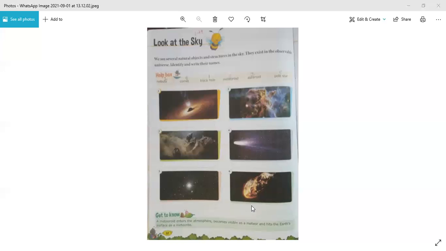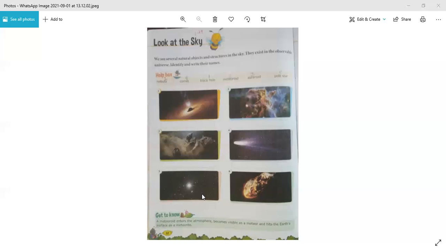Basically, when a meteoroid enters the atmosphere, it becomes visible and its name is meteor. When it hits the earth's surface, its name is meteorite. I will be sharing the link with you again so that you can go through this chapter in detail, but the reason I'm taking it so quickly.